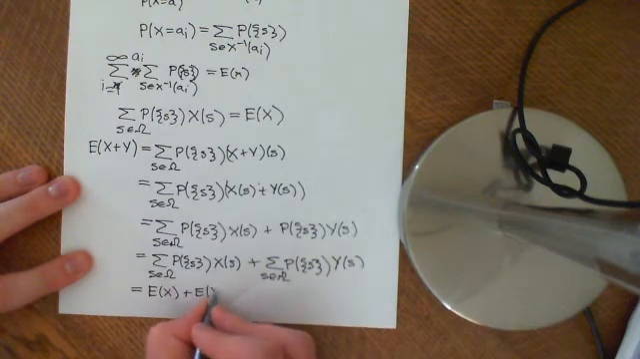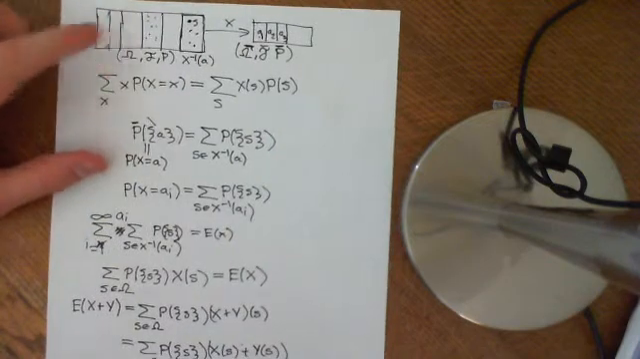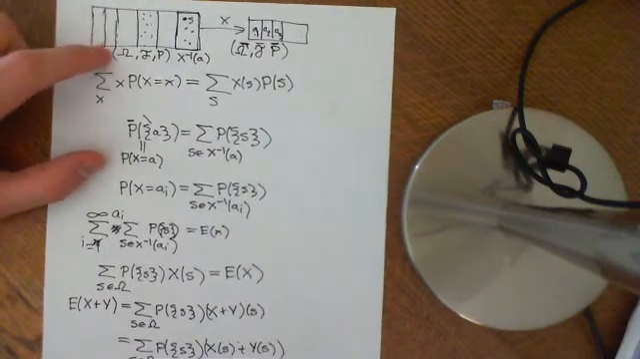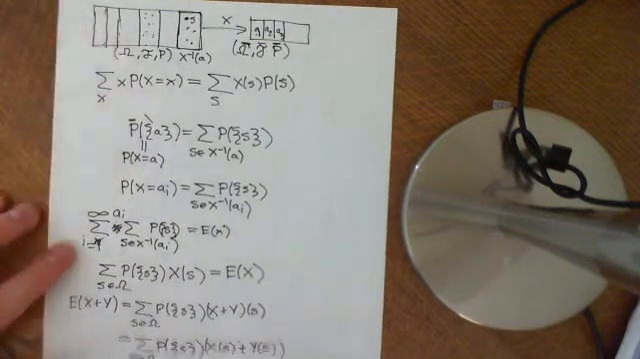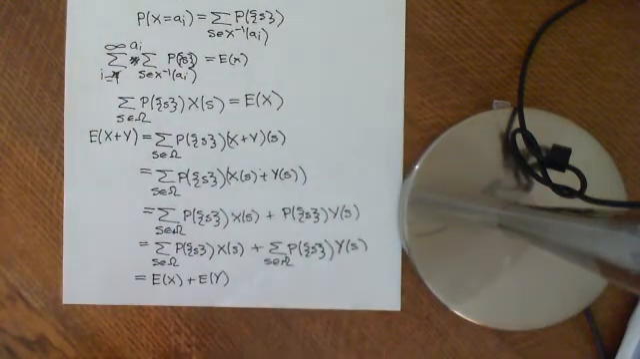So that is the proof of linearity, providing that this set has at most a countably infinite number of things in. Now most of the probability spaces we've seen so far have finitely many things in, so this is certainly true for those probability spaces. And in the next video what we'll do is we'll apply this result to find the expectation value of the hypergeometric distribution.